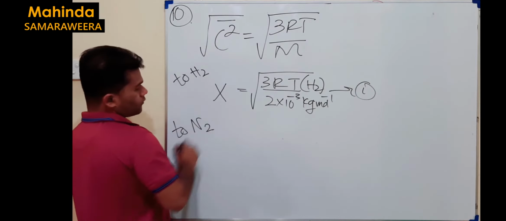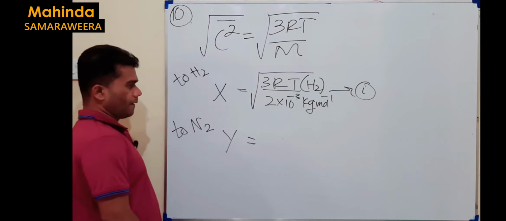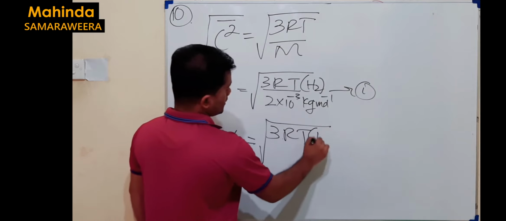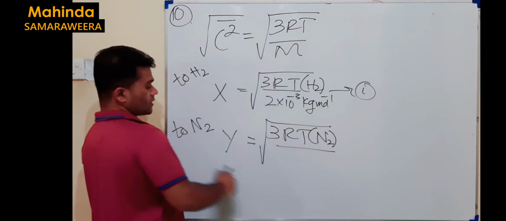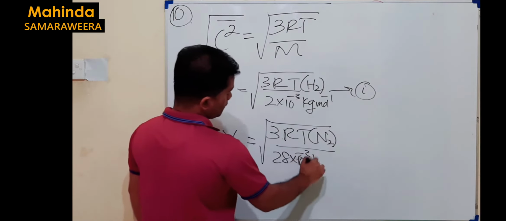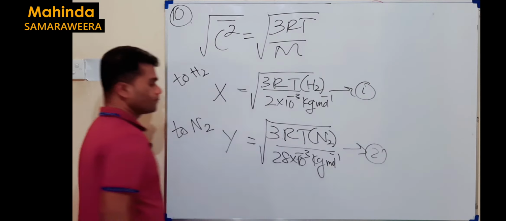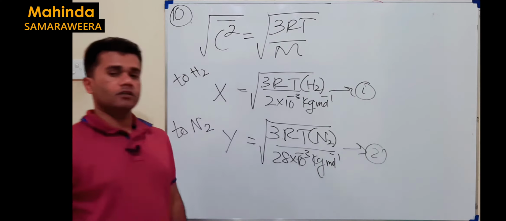Then for nitrogen, I take the root mean square speed of nitrogen as Y. When you substitute the values, 3R times the temperature of nitrogen gas divided by the molar mass. Since it's N2, it should be 28 times 10 to the power of minus 3 kilograms per mole. This is the second equation. We keep kilograms per mole here to cancel some units.